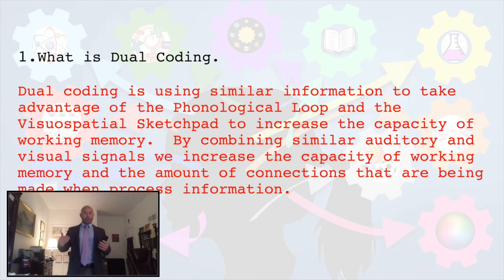But real quickly, I'll just summarize the answer. Dual coding is using similar information to take advantage of the phonological loop and the visuospatial sketchpad to increase the capacity of working memory. By combining similar audio and visual signals, we increase the capacity of working memory and the amount of connections that are being made when we process information.